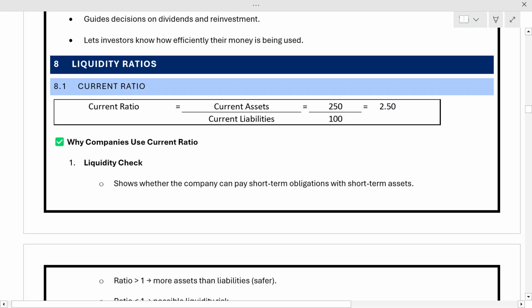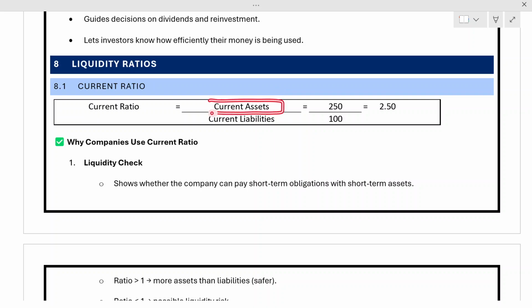Okay. So now let's try to understand the liquidity ratios. A liquidity ratio simply tells you how much liquid money you have so that you can use it in the business operations. One of the important liquidity ratios is the current ratio. To calculate the current ratio, we need our current assets and our current liabilities.